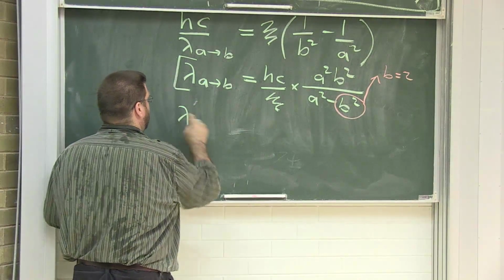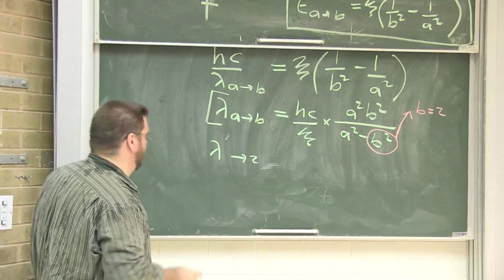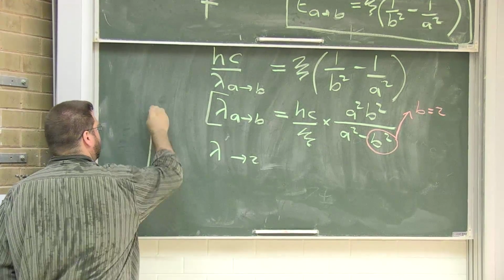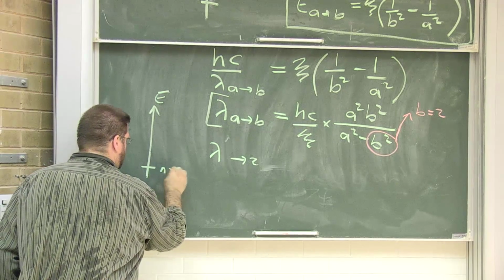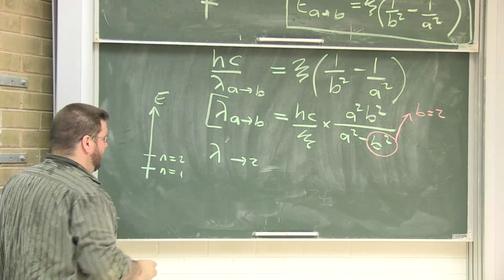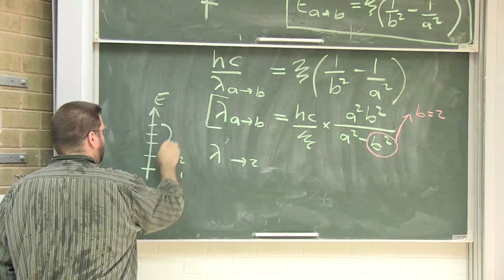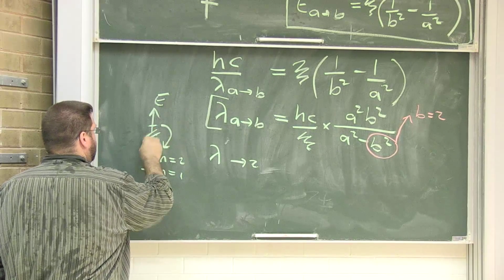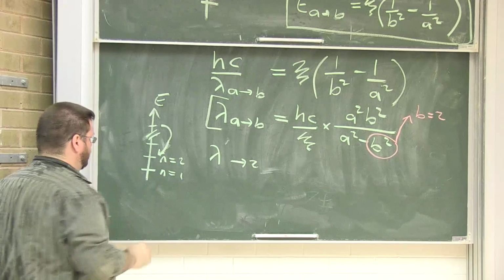So the wavelength. Let's leave A alone for now. We're de-exciting to the second excited state. And this now has physical meaning. This is our energy diagram. This is our ground state, n equals 1. This is our second excited state, n equals 2. And we're going to be decaying from some high energy state down to the second excited state.